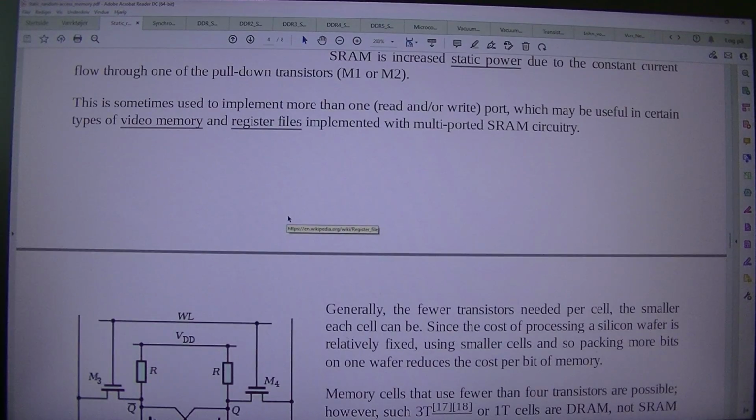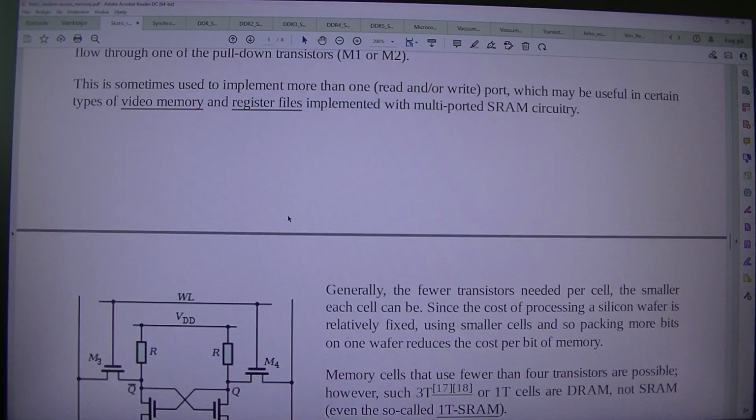This is sometimes used to implement more than one read and/or write port, which may be useful in certain types of video memory and register files implemented with multi-ported SRAM circuitry.